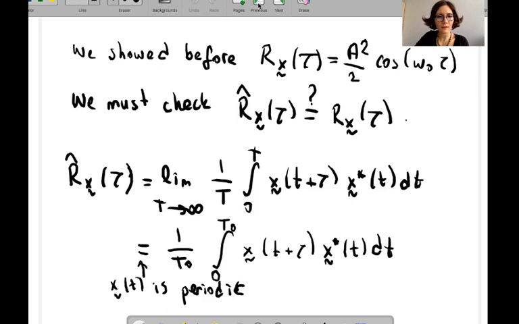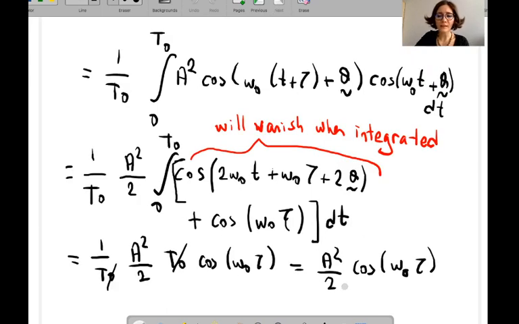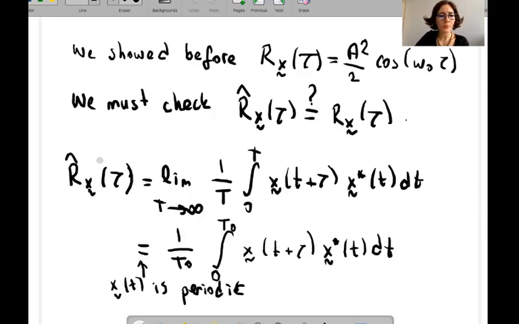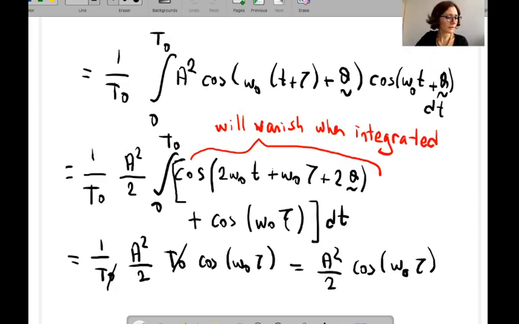Remember, we were looking at the estimate of the autocorrelation function. We calculated all the integrals. We obtained this expression a squared over 2 cosine omega 0 tau. And then the idea was to compare this time average estimate of the ACF to its true value, but the true value was this. So if you just compare these two expressions, they're equal. So it means that the time average estimate of Rx tau is actually equal to Rx of tau. So this gives you the conclusion that this process is actually stationary in the autocorrelation function.